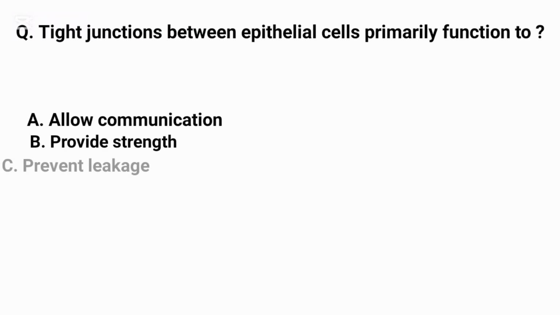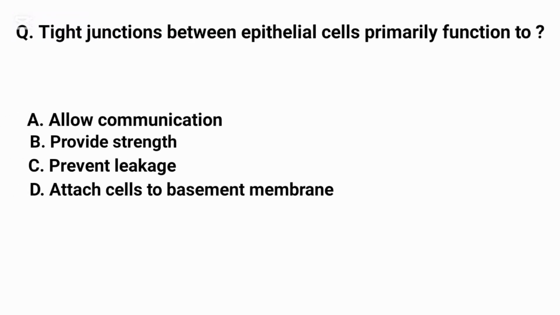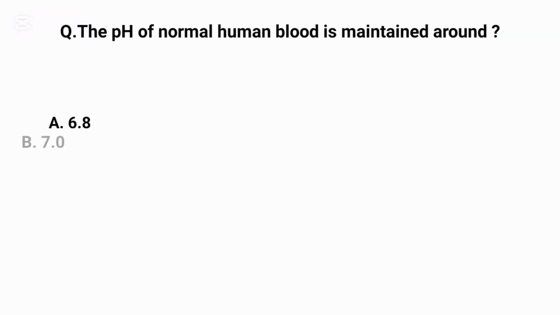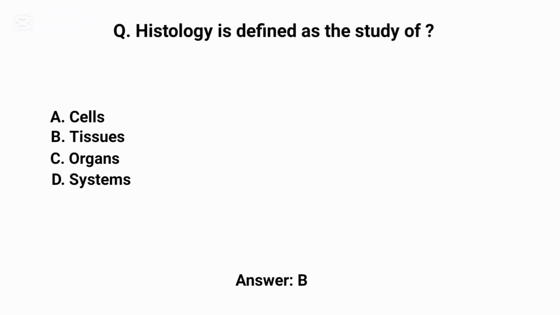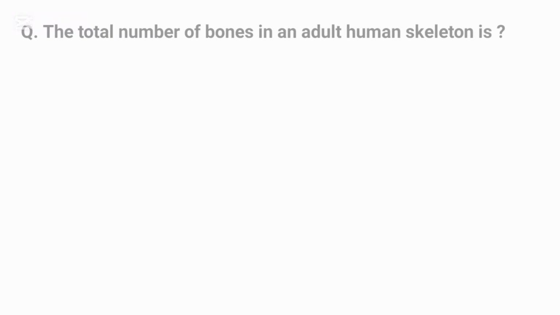Tight junctions between epithelial cells primarily function to. Correct answer is option C, prevent leakage. The pH of normal human blood is maintained around. Correct answer is option C, 7.4. Histology is defined as the study of. Correct answer is option B, study of tissues.